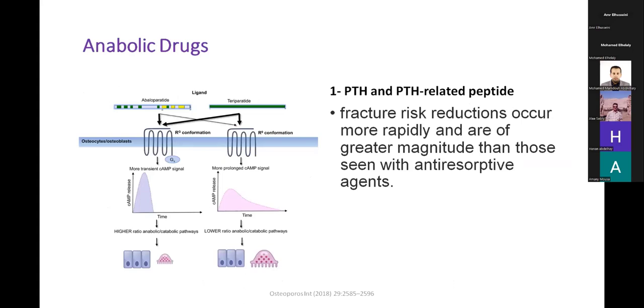As diabetes is a low bone turnover state, anabolic drugs are considered a good option for treating these patients, for high-risk patients. The efficacy in fracture risk reduction is more potent than anti-resorptive agents.